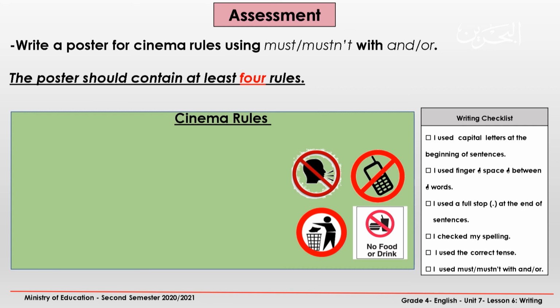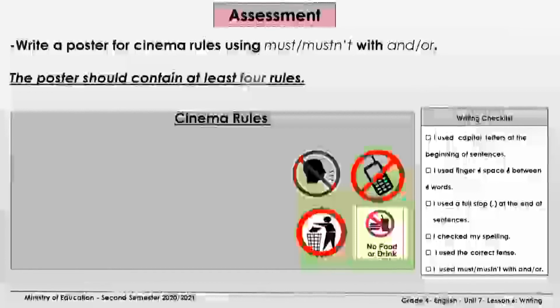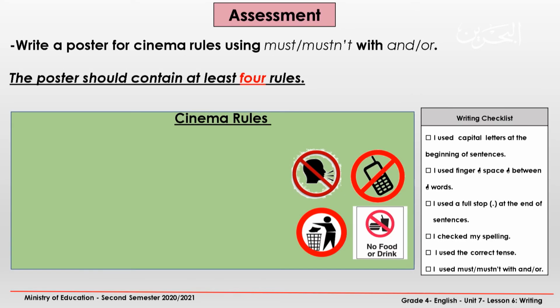But before you start, remember, my students, you should use capital letters at the beginning of each sentence and use finger space between the words. Use a full stop at the end of each sentence. Check your spelling, use the correct tense, and of course, do not forget to use must and mustn't with and or in your sentences. All the best.